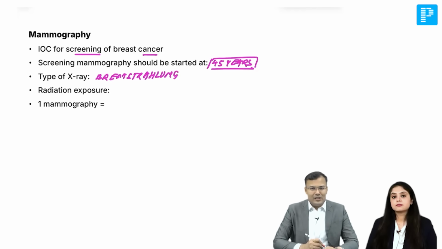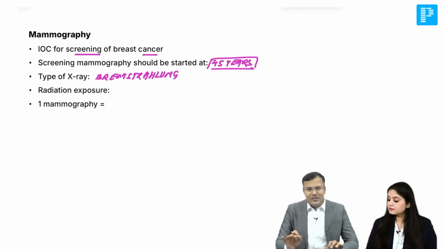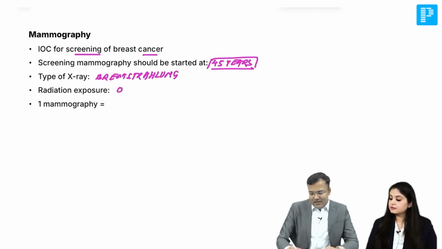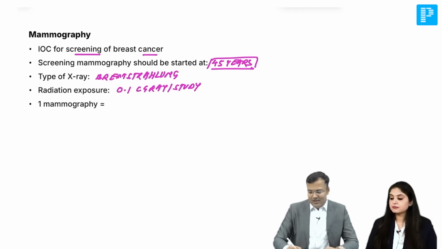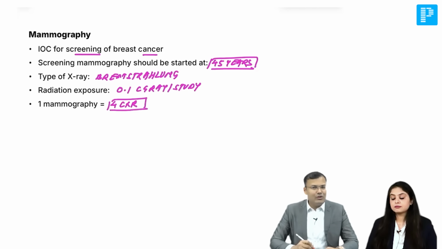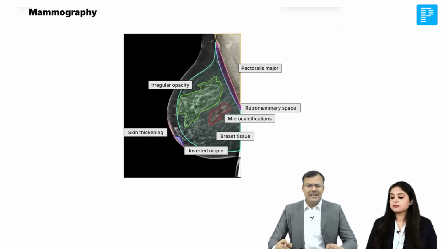How much is the radiation exposure? Tell me. One of the favorite questions of INI-CET people. It is 0.1 centigray per study. So one mammography is equal to how many chest X-rays? Tell me. One mammography is equal to 4 chest X-rays. So this is mammography.